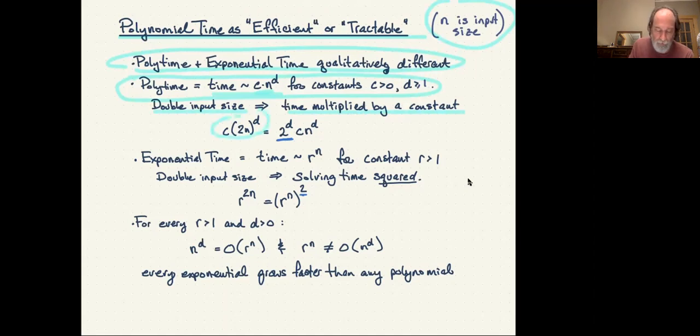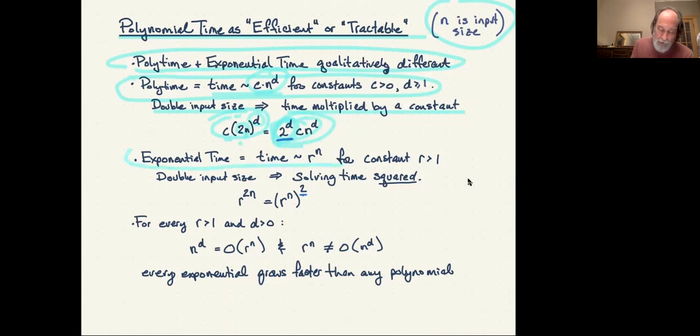So we can just take our c times n to the d, and we can plug in 2n to see what happens when we double the size. And what we get is 2 to the d times c times n to the d, okay? In other words, we increase the time by a factor of 2 to the d. That's a constant because d is a constant. Okay, so it might be a big constant, but it's still a constant. So this is kind of reasonable. If you just think of a linear time algorithm, of course, d is 1 in that case. 2 to the 1 is 2. You double the input size, you take twice as long to solve it, right? That's intuitively what should happen.